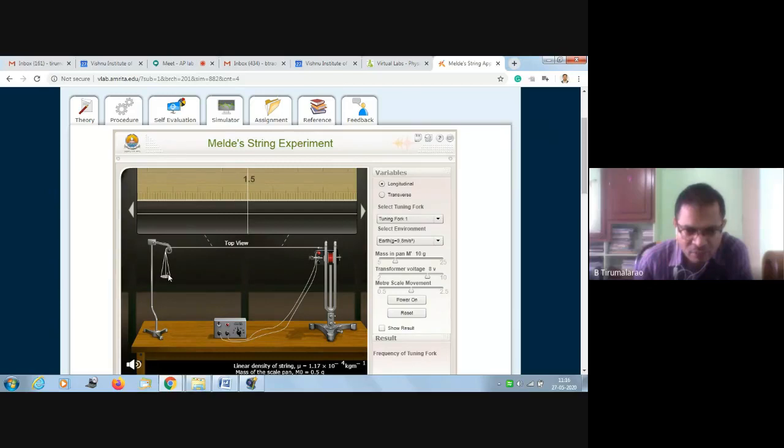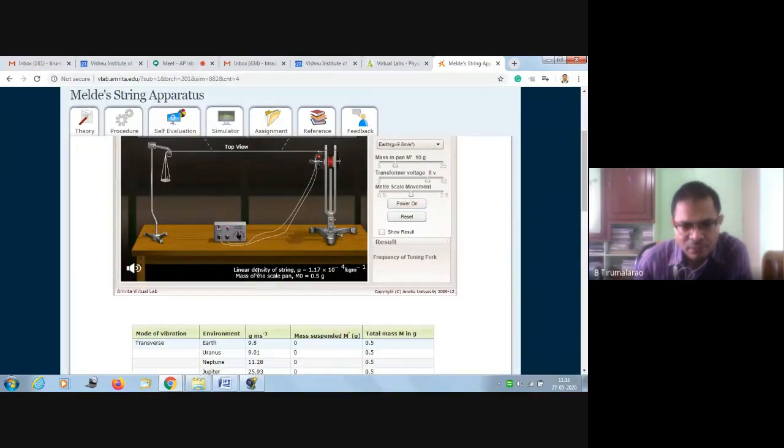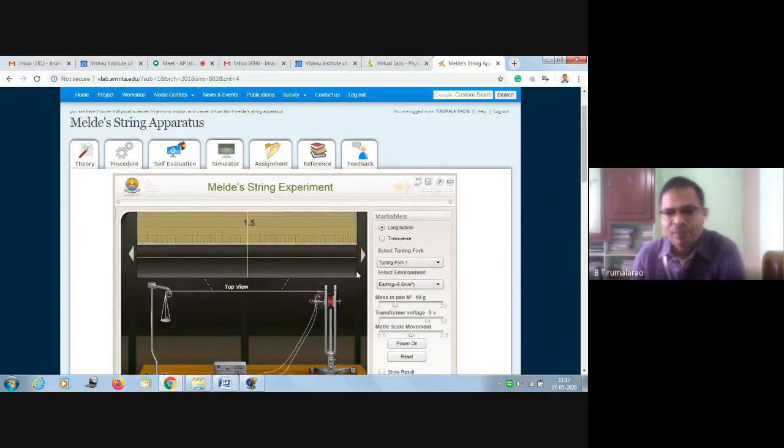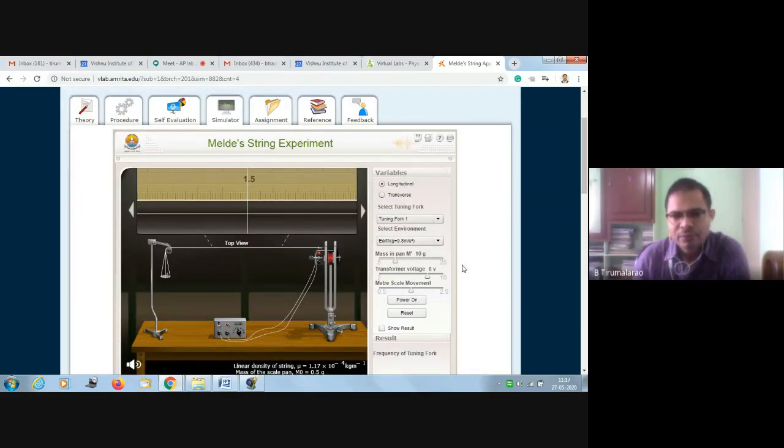In the pan, you can use some masses: 10 grams, 20 grams, 30 grams, and so on. It is directly given that the linear density of the string is 1.17 into 10 power minus 4 kg per meter. The mass of the pan is 0.5 grams, that is the constant value. Transformer voltage you can select 8 volts. You can vary from 0 to 10 volts, but you select 8.